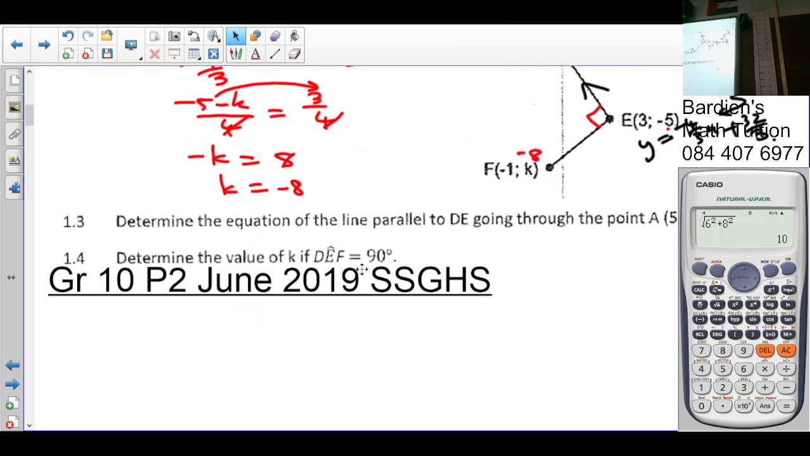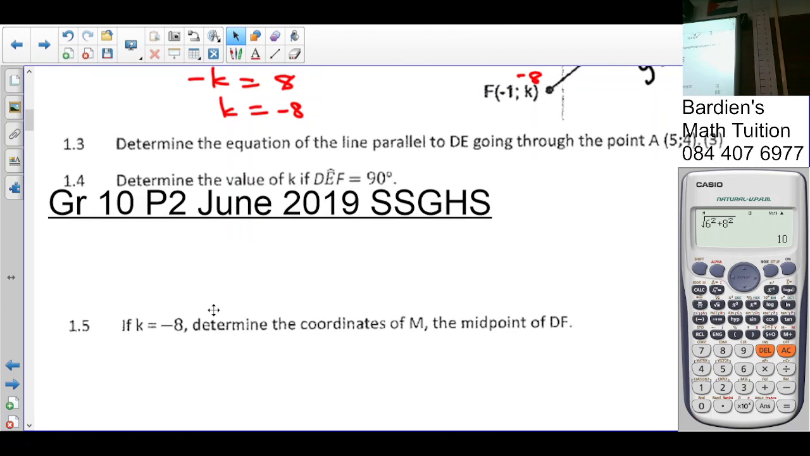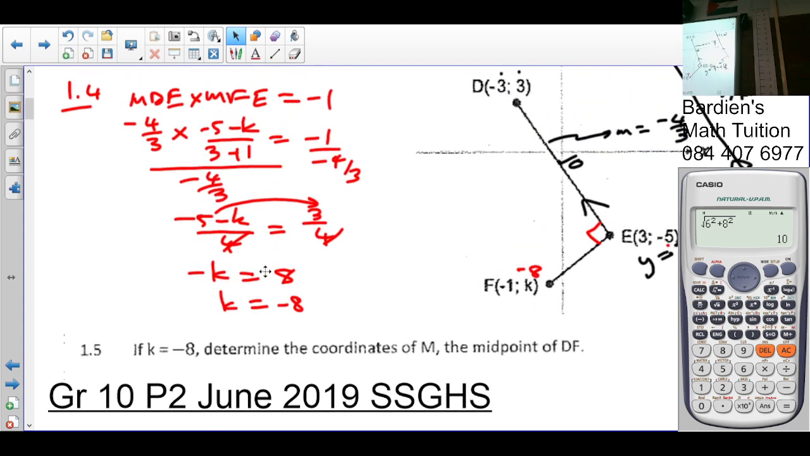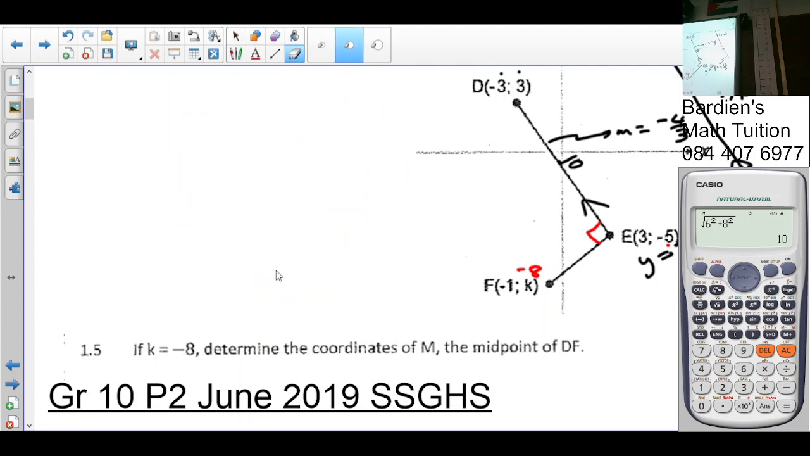Alright, let's carry on. If k is equal to negative 8, now they have confirmed the value for k. I know some of you would have gotten a different value for k, not so. For example, in the exam you would have gotten a different value, maybe minus 6. However, you can't use your minus 6 if they give you a value for k. However, if they didn't give you, you're going to use your value, not so. So if k is equal to negative 8, determine the coordinates of M, the midpoint of DF.